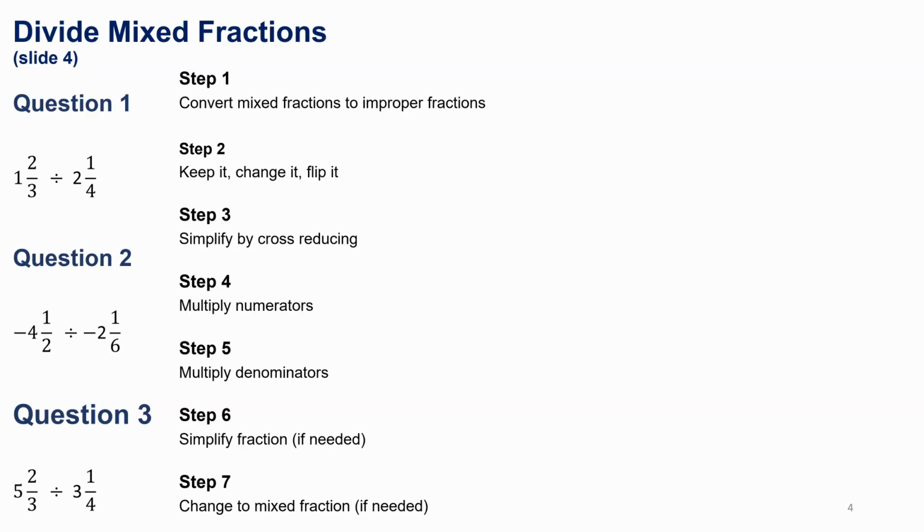Now we're going to take a look at dividing mixed fractions, starting with question number 1. 1 2/3 divided by 2 1/4 here. So our first step is the same as with multiplying of mixed fractions in that we are going to change each of these fractions to an improper fraction to start. So to do that, we're going to multiply 1 times 3, which is 3, and then we add that to 2, which is 5. So our improper fraction then becomes 5 over 3.